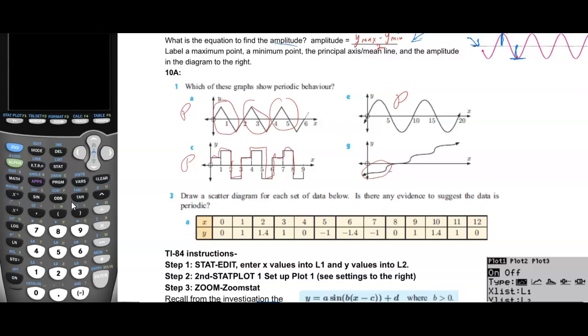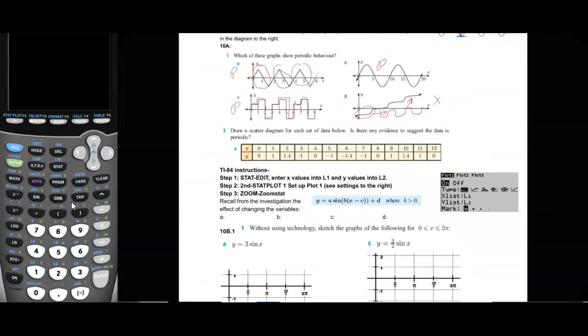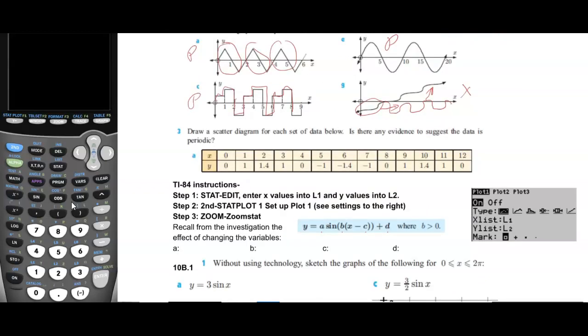What about this? It's not repeating horizontally, right? If it was repeating horizontally, I would probably see the same pattern over and over again. I see the pattern steadily rising. So this is not periodic. Okay. Number 3, draw a scatter diagram for each set of data below. Is there evidence to suggest that this data is periodic? Okay, so I'm going to take this opportunity to show you how you use the calculator to do a scatter plot.